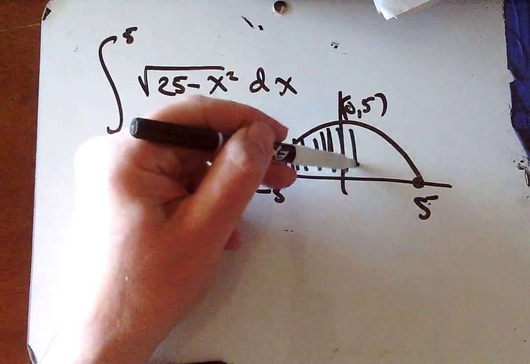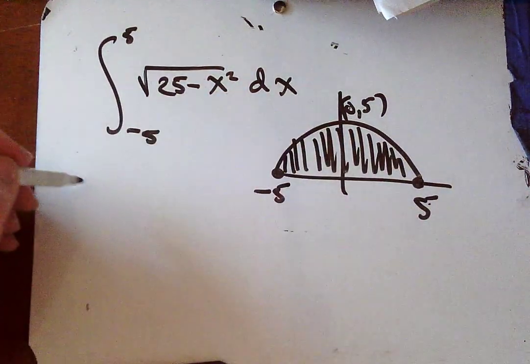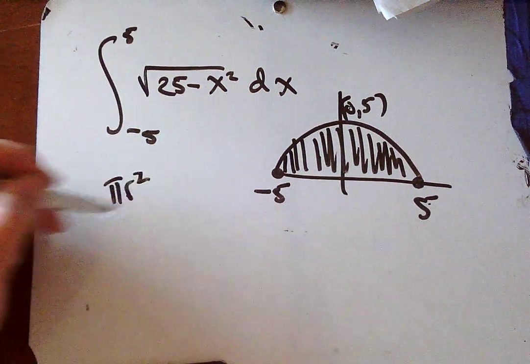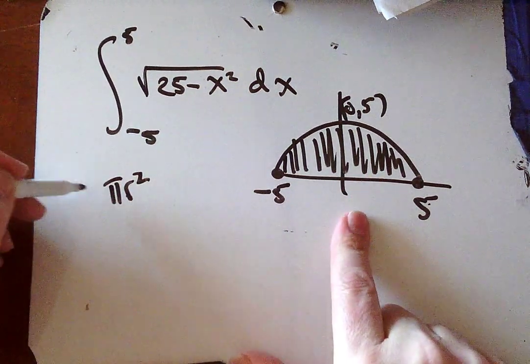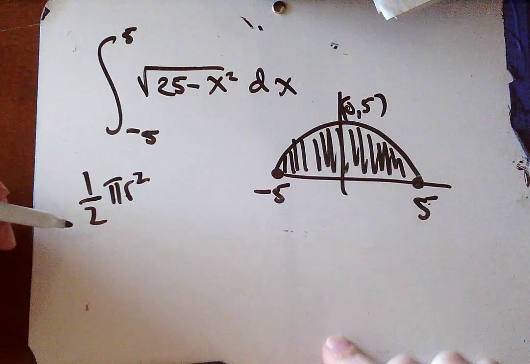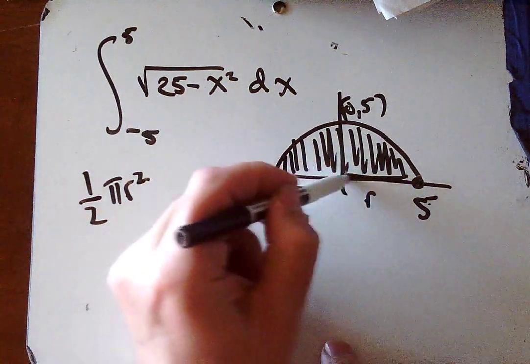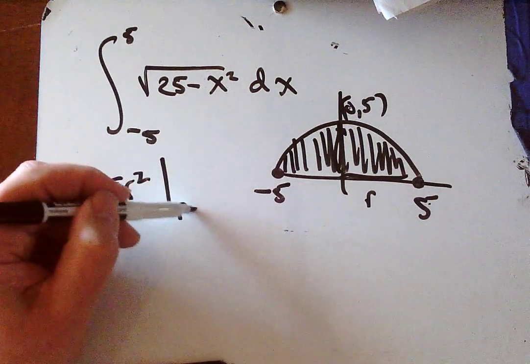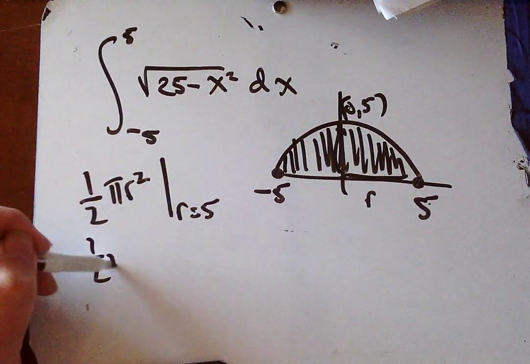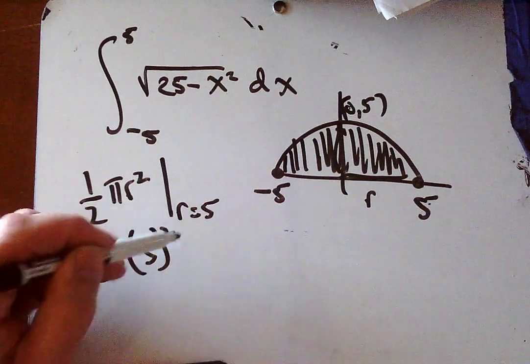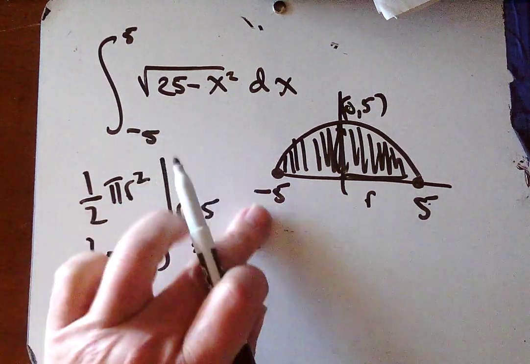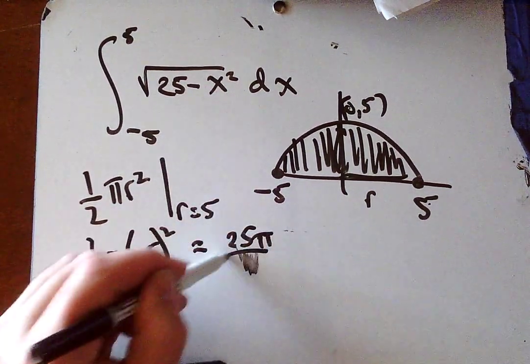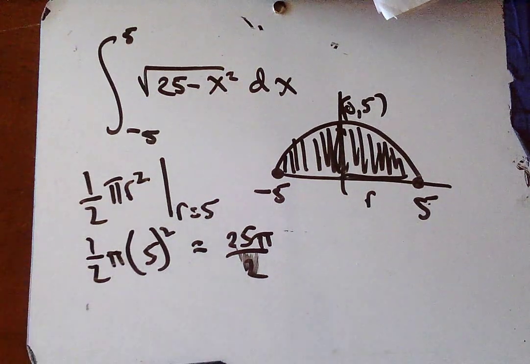We're looking for this area. And so I'm expecting you to say, oh, pi r squared is the area of a circle, and this is only half of that. When the radius is, what's our radius? Our radius is 5. So we're going to have 1/2 pi 5 squared, or 25 pi over 2. Okay?